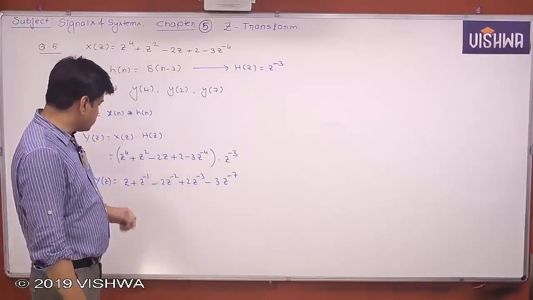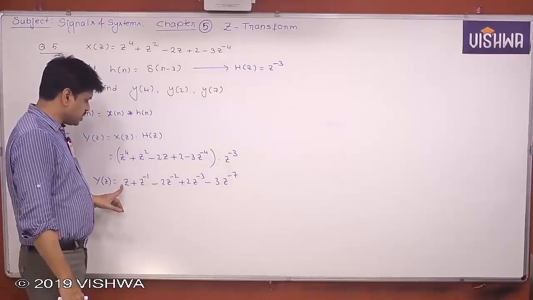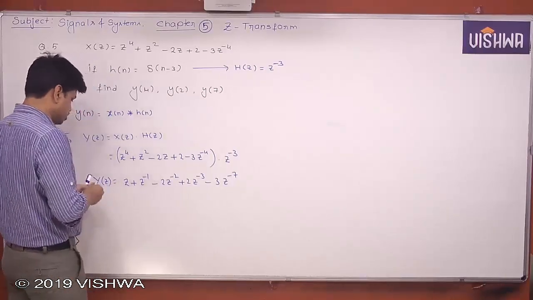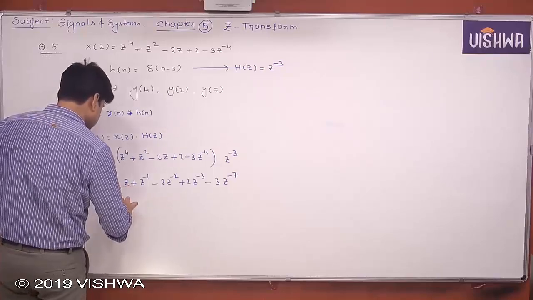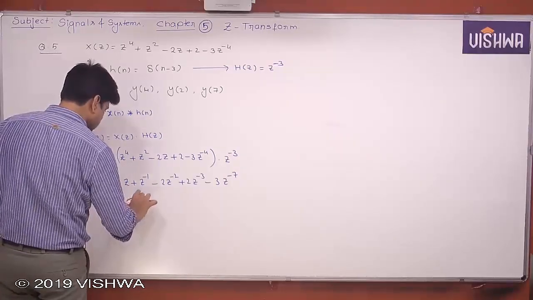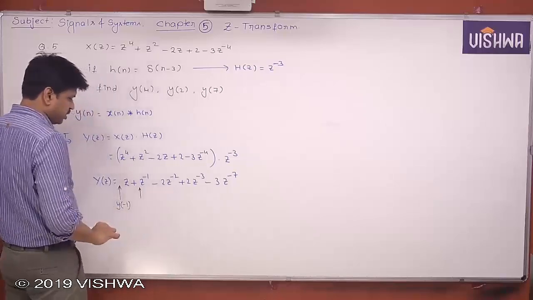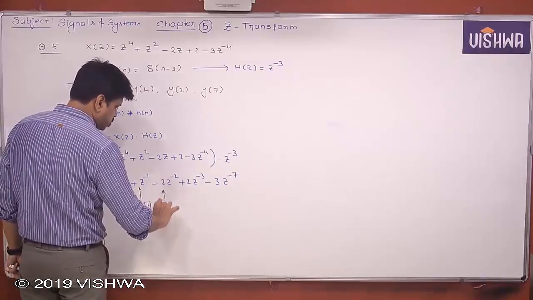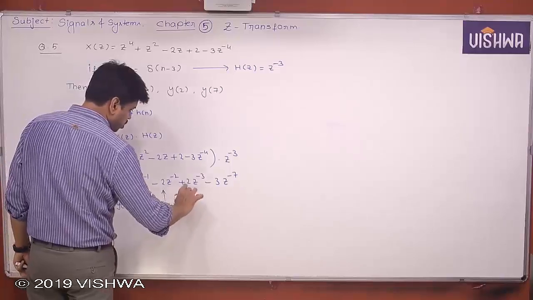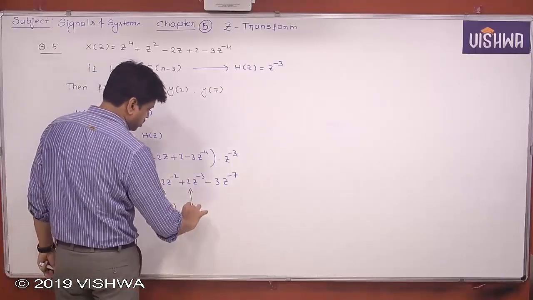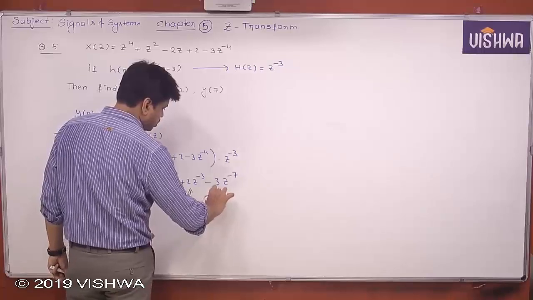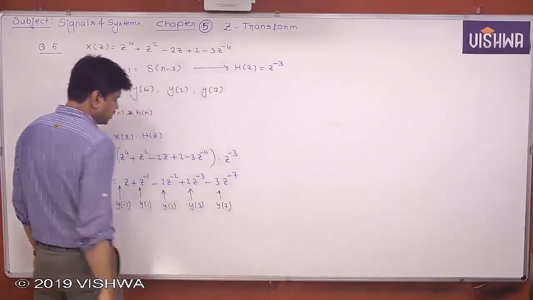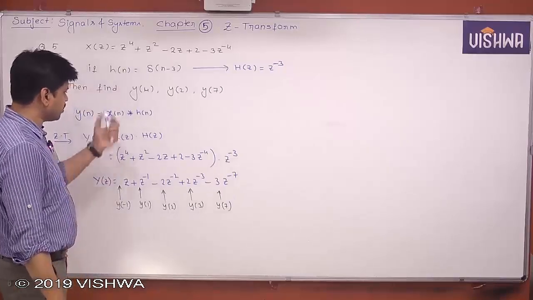So based on that, the coefficient of z is nothing but y of minus 1. The coefficient of z power minus 1 is nothing but y of 1. The coefficient of z power minus 2 is nothing but y of 2. The coefficient of z power minus 3 is nothing but y of 3. The coefficient of z power minus 7 is nothing but y of 7. So these are the things we know. Now we can directly say whatever value they are asking.